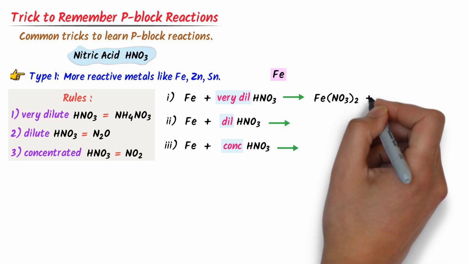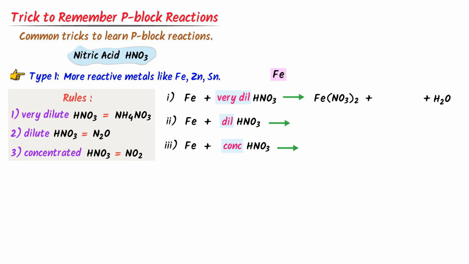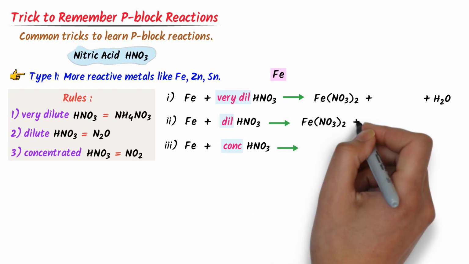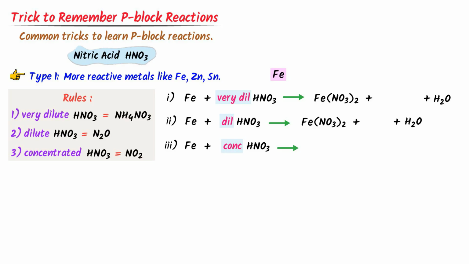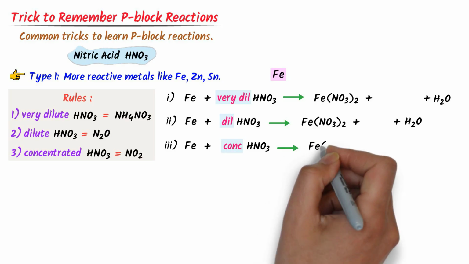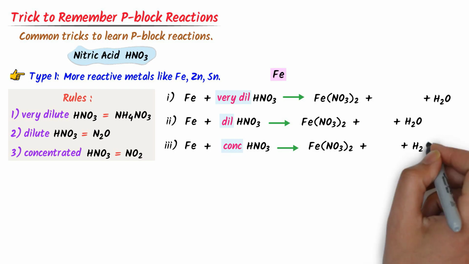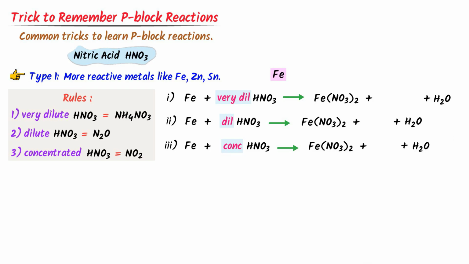Thus, iron nitrate and water are produced in the first reaction, in the second reaction, and also in the third reaction.